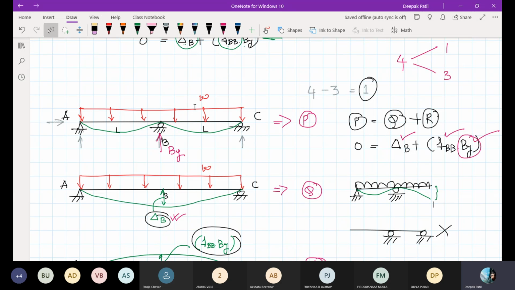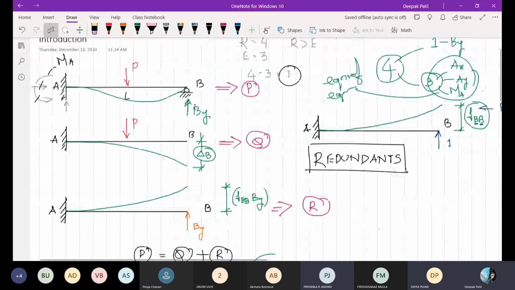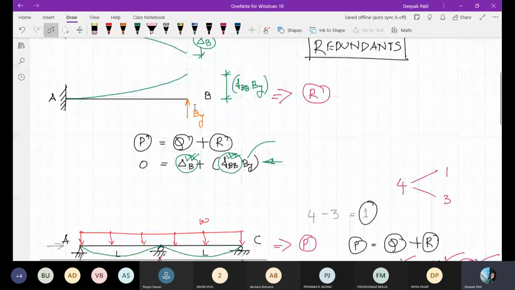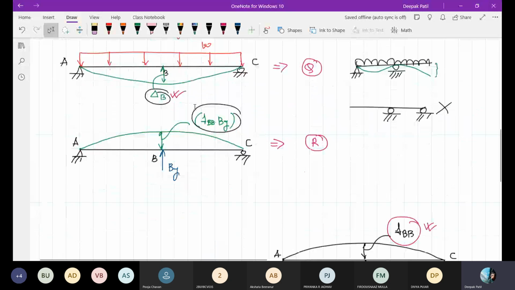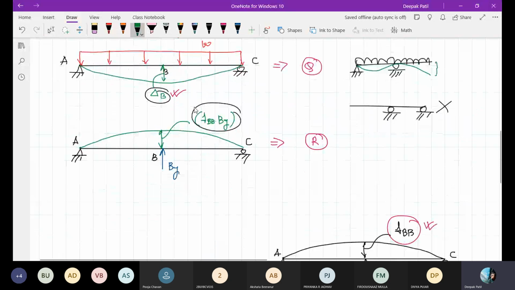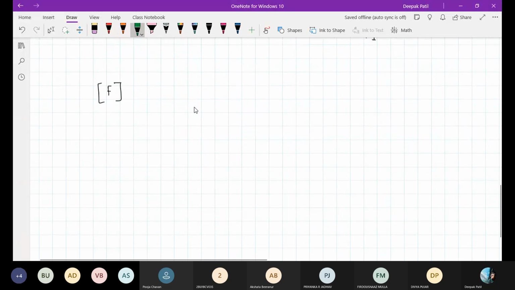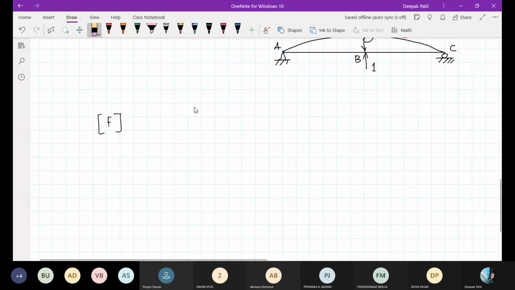Are you clear? Yes, sir. Now in these two structures, we had only one redundant. But what if there are many redundants? Maybe something like this. I will give you an example. This is a fixed support. This is a roller support. This is a roller support.